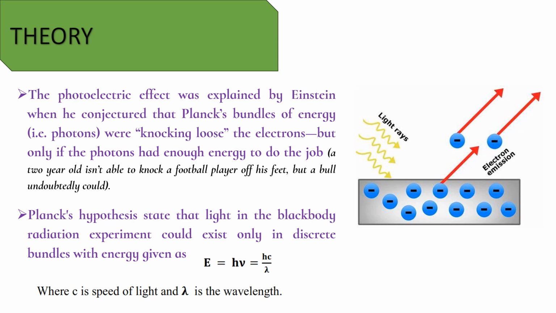Now Planck's hypothesis states that light in a black body radiation experiment exists only in discrete bundles with energy given as E equals hv. Now the v in that place is not velocity. Please take note of it. In some other texts you might see it written as hf. That v is actually the frequency of the incident light, where h is the Planck constant and E is the energy.